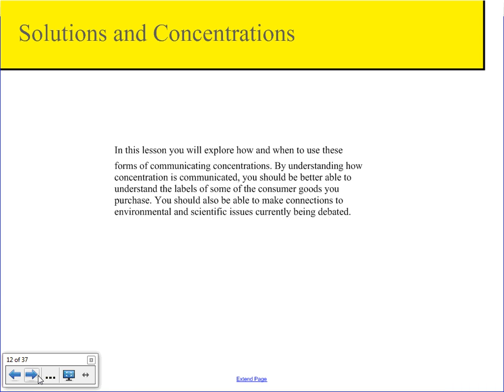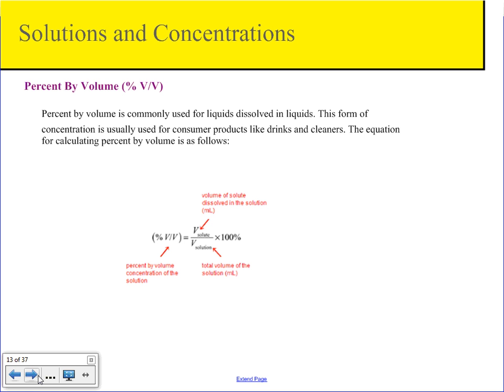By understanding how concentration is communicated, you're going to be better able to understand the labels of some of the consumer goods that you purchase. You should also be able to make the connections to environmental and scientific issues currently being debated. So, percent by volume. Percent by volume is commonly used for liquids dissolved in liquids. This form of concentration is usually used for consumer products like drinks and cleaners.